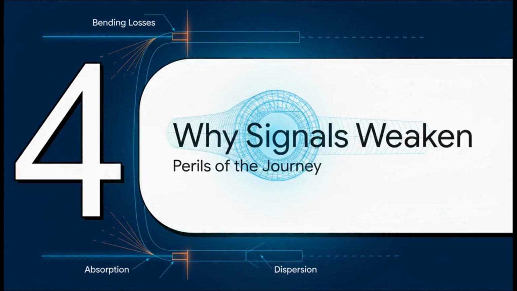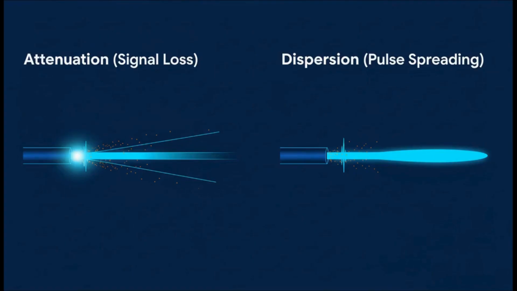So far, our little pulse of light seems to be having a pretty good trip. But in the real world, it's never a perfect journey. There are villains in our story, things that actively try to weaken and mess up our signal as it travels. The two big enemies are attenuation and dispersion. Attenuation is just a fancy word for the signal getting weaker, or dimmer.